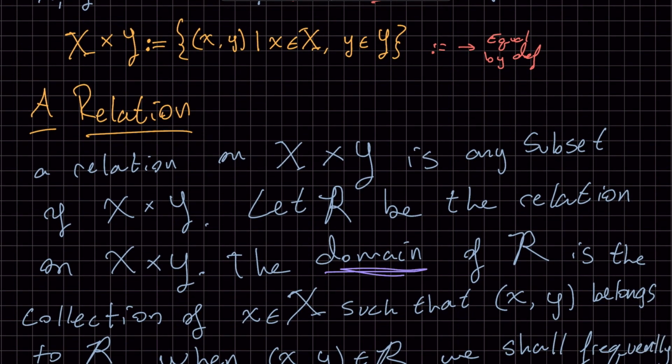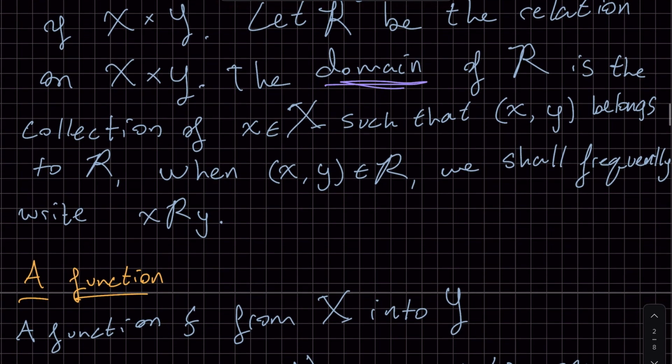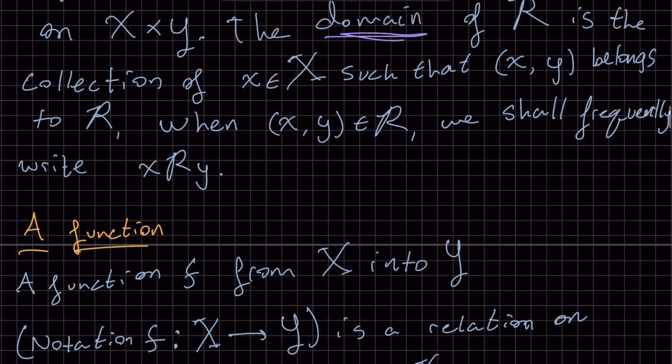So what is a relation? A relation on X, Y, X cross Y, is any subset of X cross Y. So it's any set that contains elements of X cross Y. So let R be the relation on X, Y. The domain of R is the collection of x in X such that (x, y) belongs to R. When (x, y) is in R, we shall frequently write xRy. This just means x relation y.